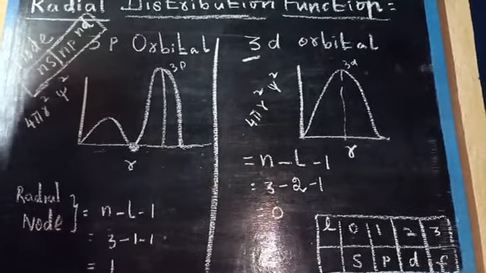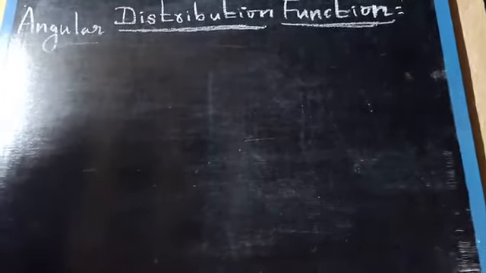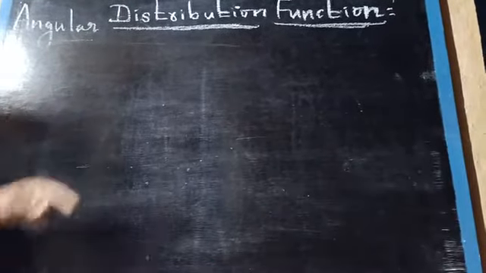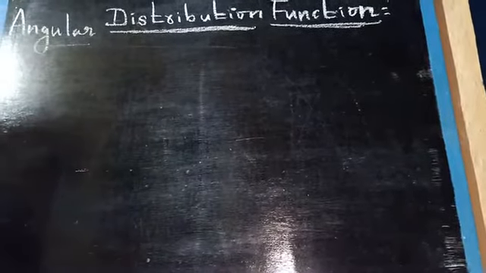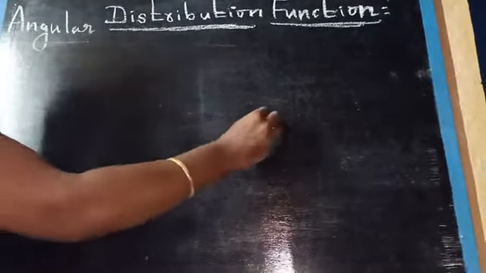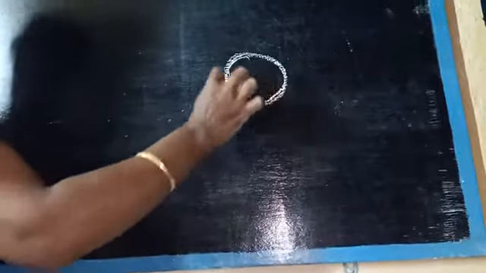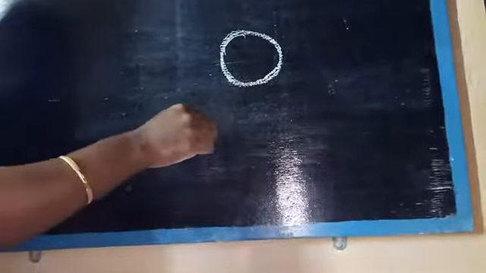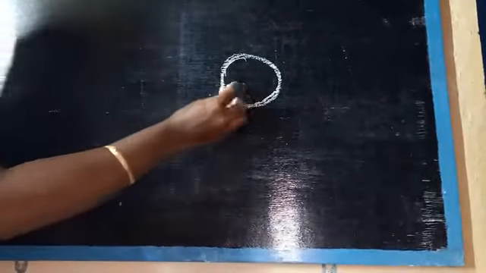N minus L minus 1. Now see the topic: angular distribution function. From this topic we discuss the direction. The electron is present in a sphere and revolves around the nucleus in a circular path. To find out the direction, in the previous part I discussed the distance.